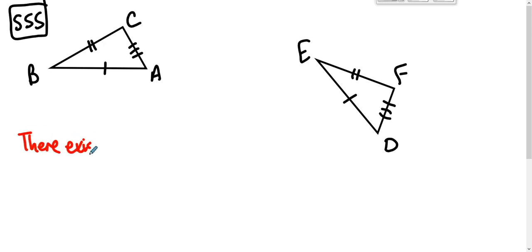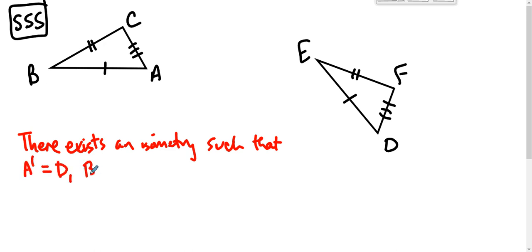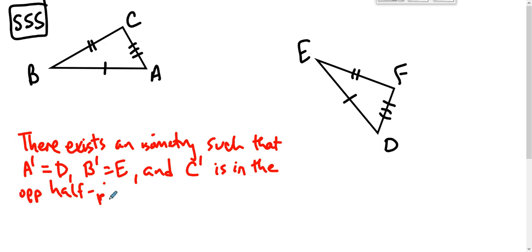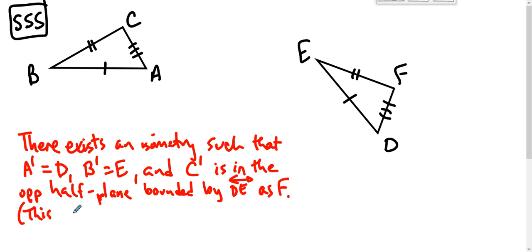There exists an isometry such that the image of A is D, the image of B is E, and the image of C is in the opposite half plane bounded by line DE as F. This is because AB is equal to DE.